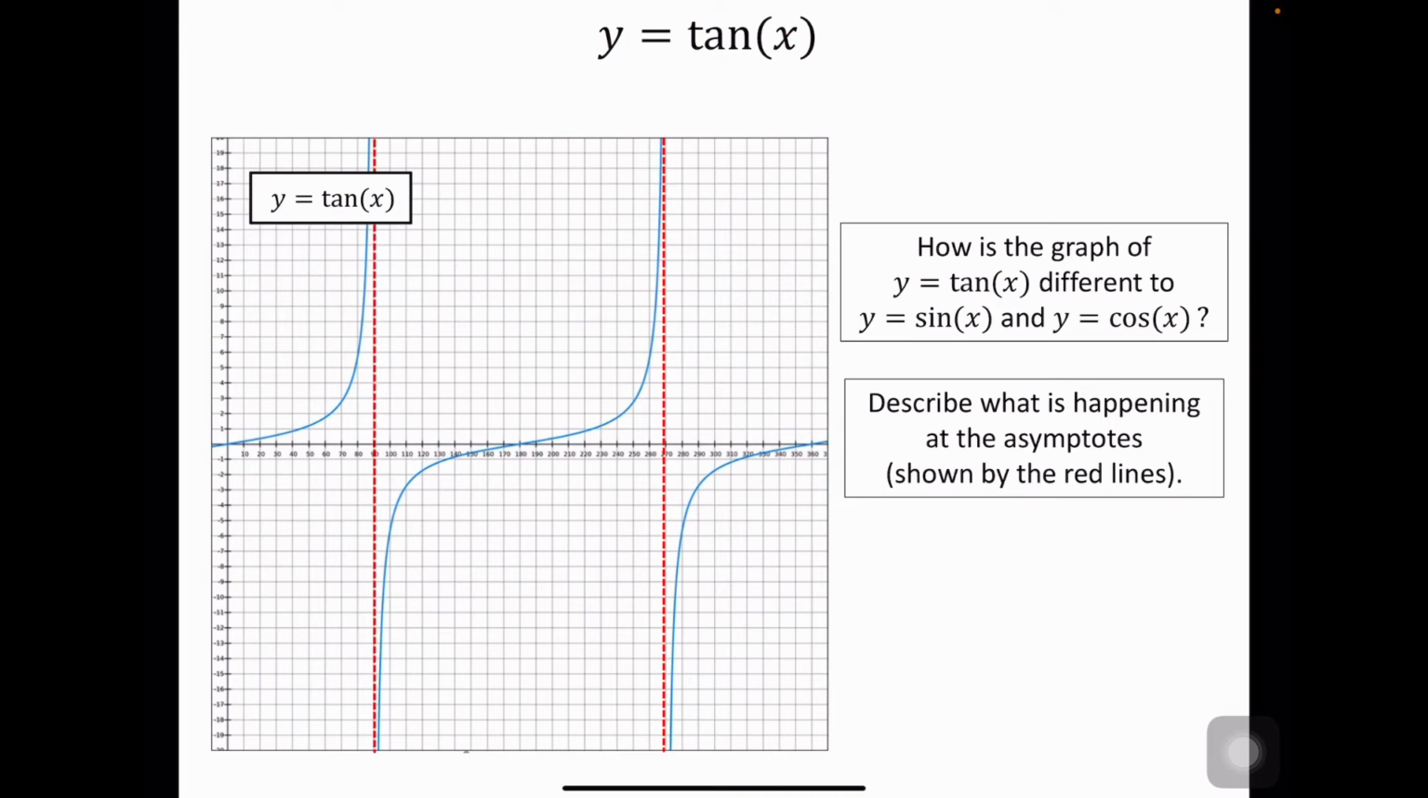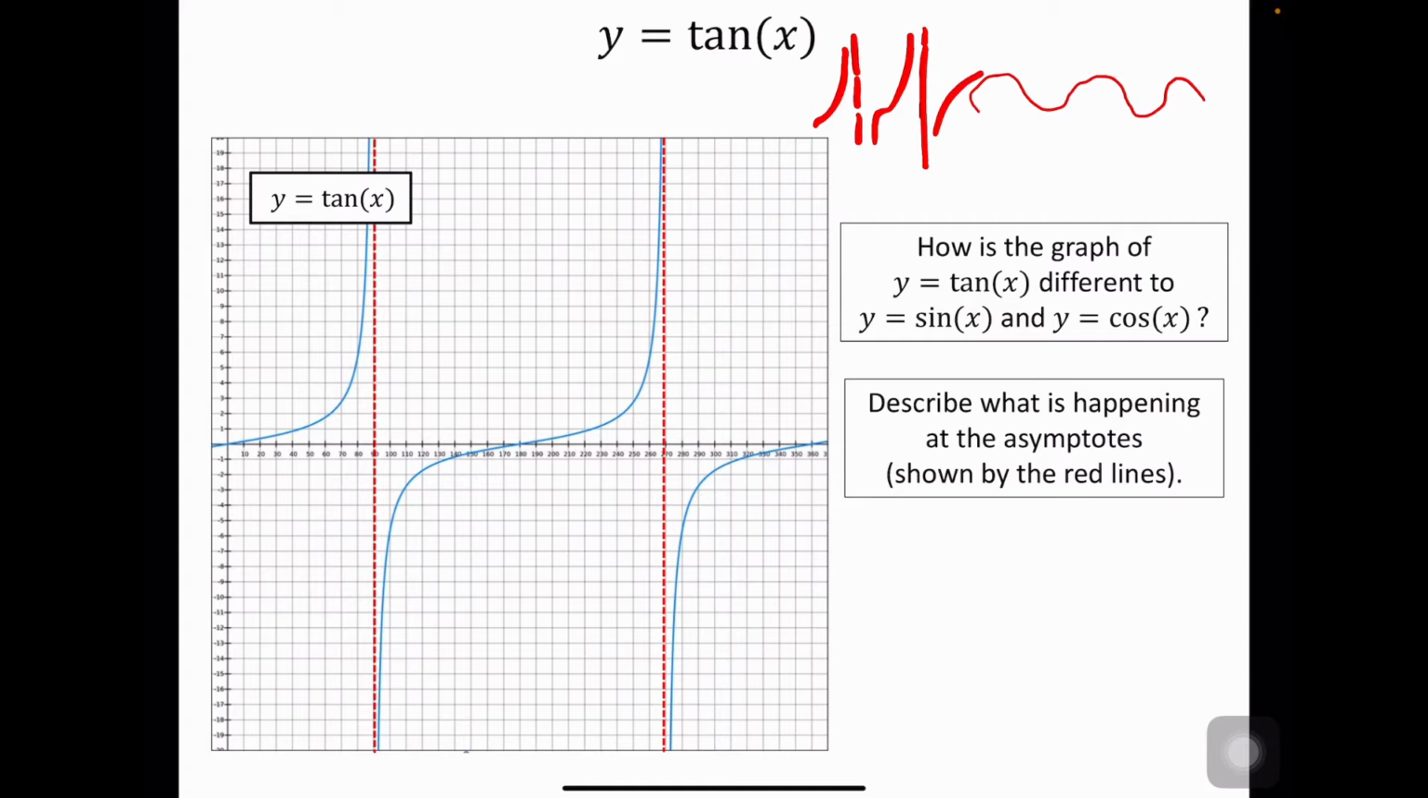Now moving on to a tan graph. How is the graph of tan x different to sin x and cos x? Firstly, the shape looks different. It doesn't look like a wave as the sine and cosine graphs look like. It goes up, and then we have an asymptote, and then we have another curve, and then we have another asymptote, and then we have a curve.